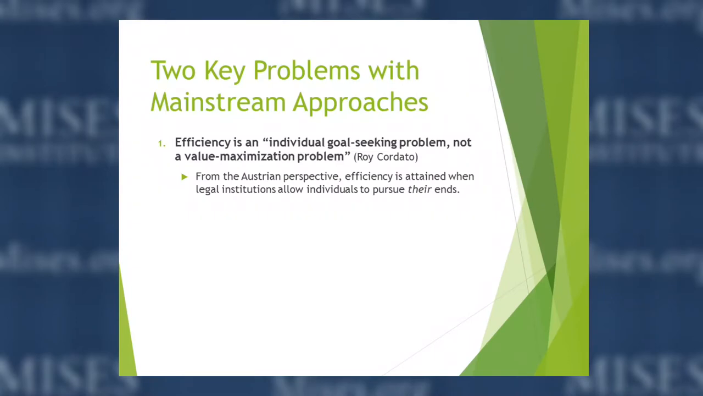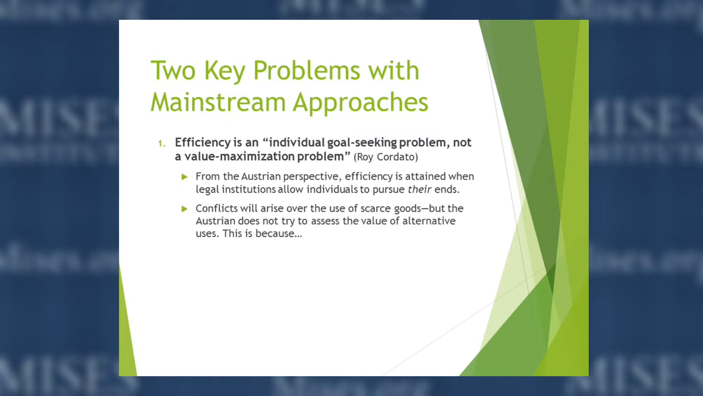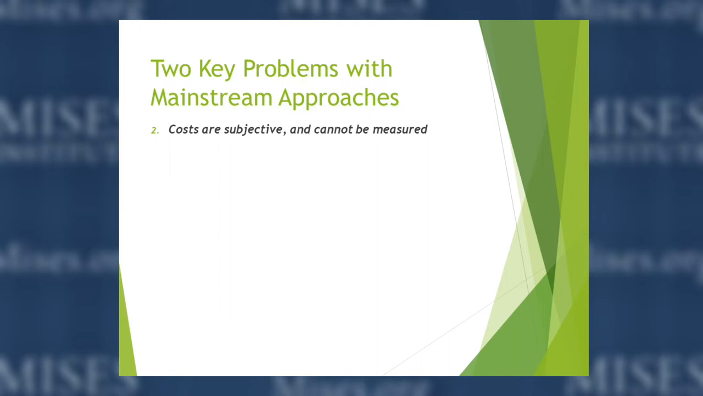Now, the price system does a pretty good job of sussing out those priorities as people voluntarily reveal their preferences and their priorities by offering to pay prices or being willing to accept payment. But government planning wrecks that and makes it difficult. Regulation wrecks that, makes it difficult for us to improve on what the market might produce. So from the Austrian perspective, efficiency is attained when legal institutions allow individuals to pursue their goals. Conflicts will arise over the use of scarce goods, but the Austrian does not try to assess the value of alternative uses because costs are subjective and can't be measured.